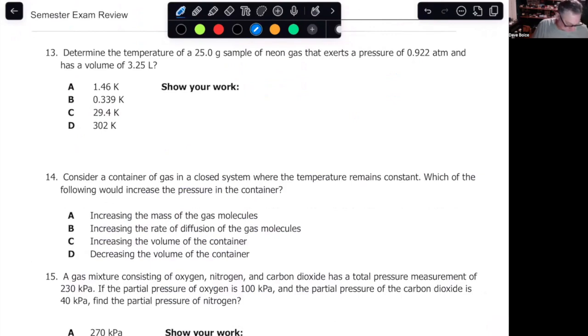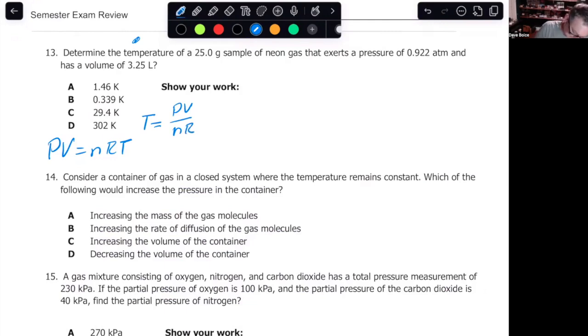Okay, last page. 13, determine the temperature if a 25-gram sample of neon gas exerts a pressure and has a volume. So again, I'm not talking about a change. I'm talking about that PV equals nRT. Okay, and what we want is temperature. So I'm going to rewrite this by dividing both sides by nR to isolate T. So T equals PV divided by nR.